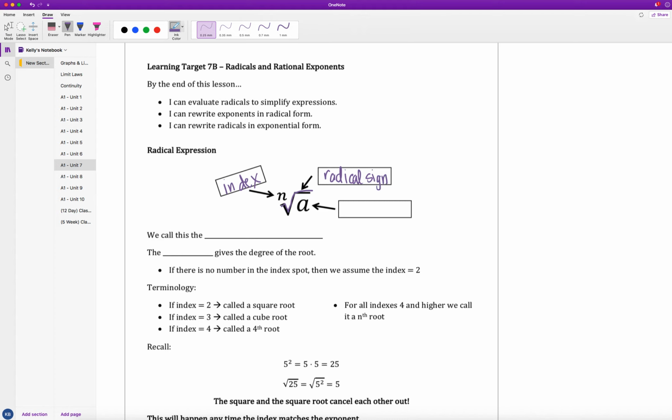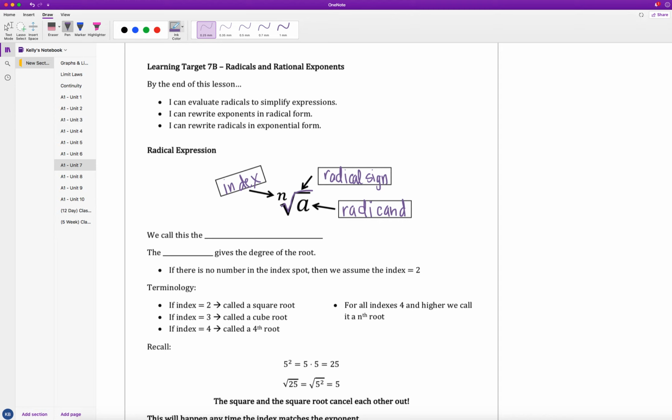And then whatever's underneath that radical sign is what we call the radicand. So in this example, our A is our radicand. Now that radicand could be a single variable, or it could be a combination of a coefficient and a variable, so one single term.